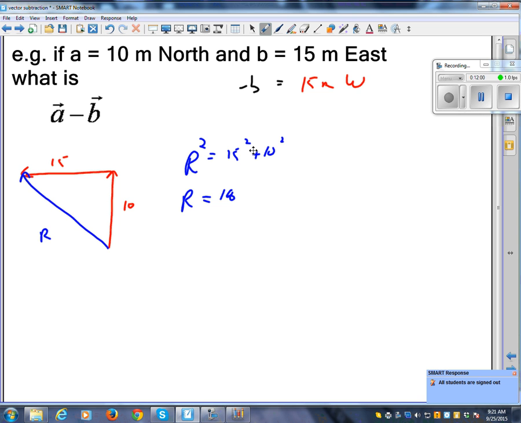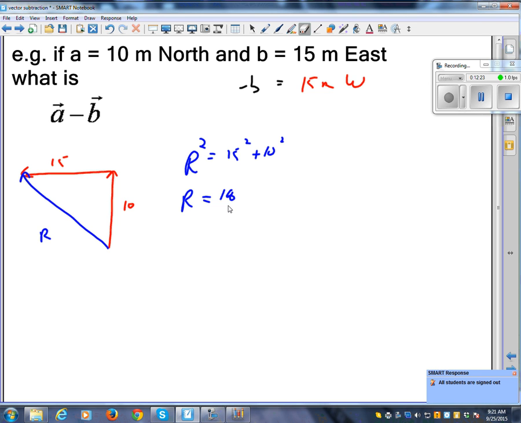Now, some of you might even realize that, hey, if I didn't flip this around, like if I just went 10 and 15, what would be my resultant? What would be the size? Well, it would be exactly the same, wouldn't it, right? So this really has no bearing, pun intended, on whether it's subtraction or not. You're still going to get this, right? It's still going to be 18. But what really matters is the direction.